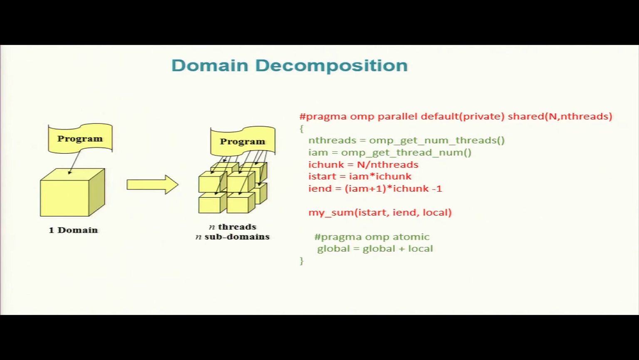For thread 0, the start point would be 0, and the end point would be 0 plus 1, times the chunk size, which is 10. So its endpoint would be 9, so 0 to 9. So there are 10 array indexes it will work upon.